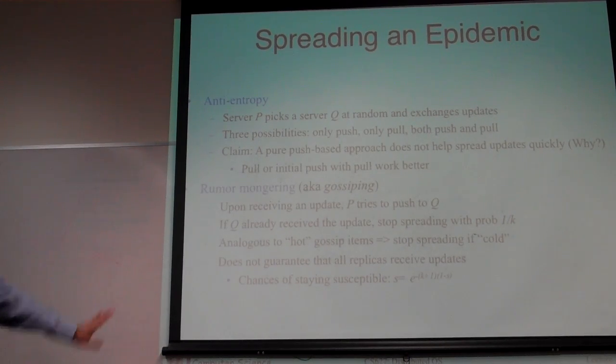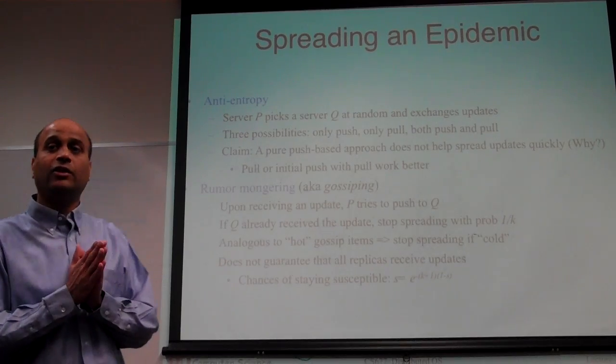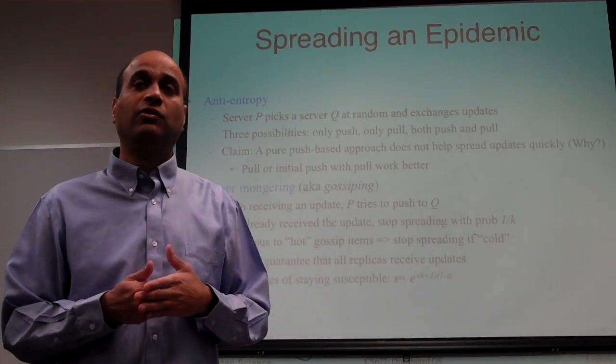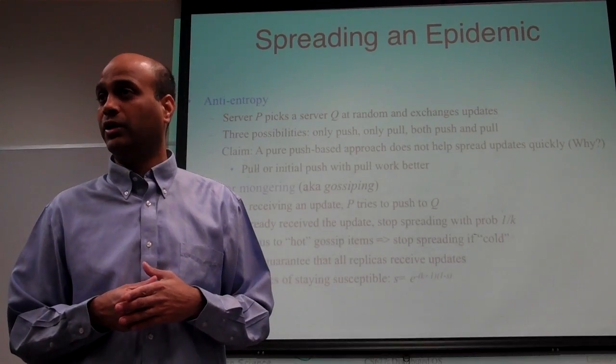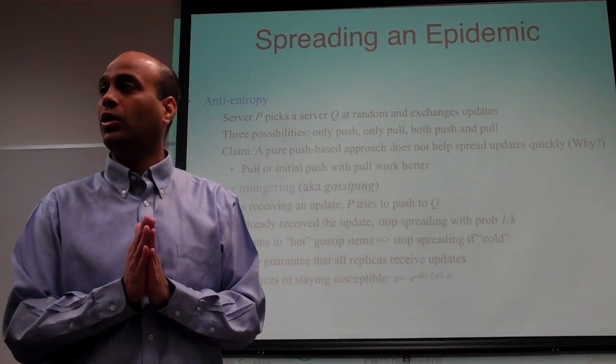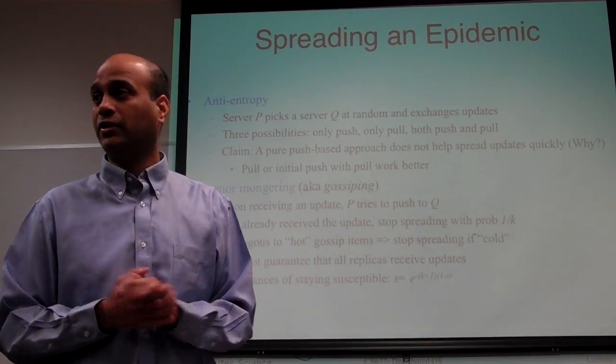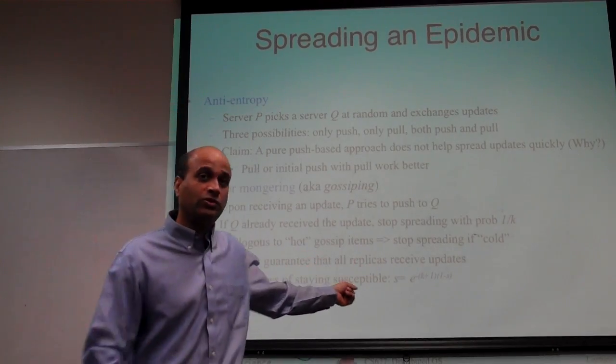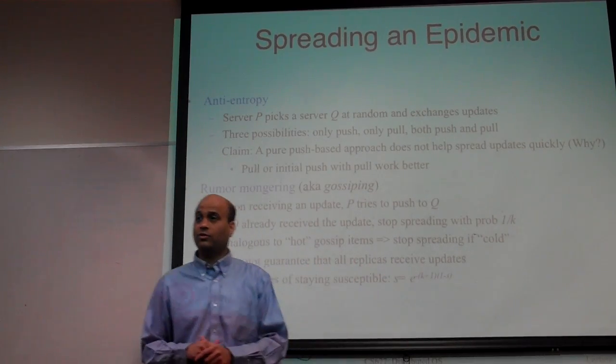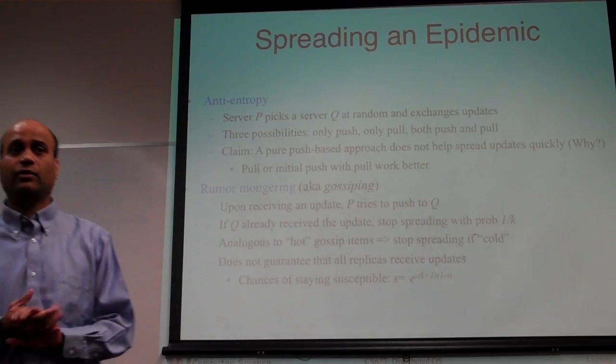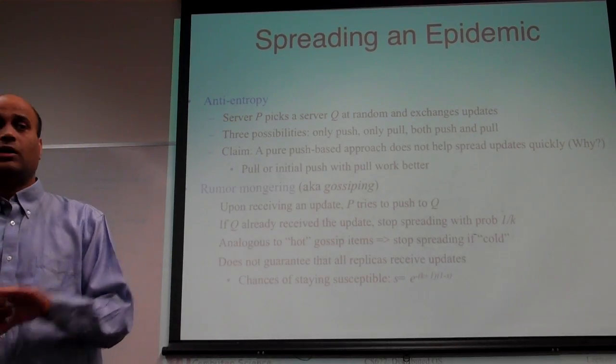Because this is a randomized protocol, it is not going to guarantee that every server, or every replica, will see an update. Probabilistically, there will be some small number of servers that will never see it. How small that value is depends on picking the right value of k. Okay, is that clear? Yes.